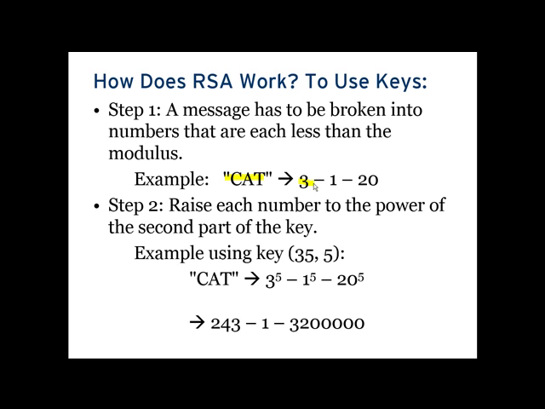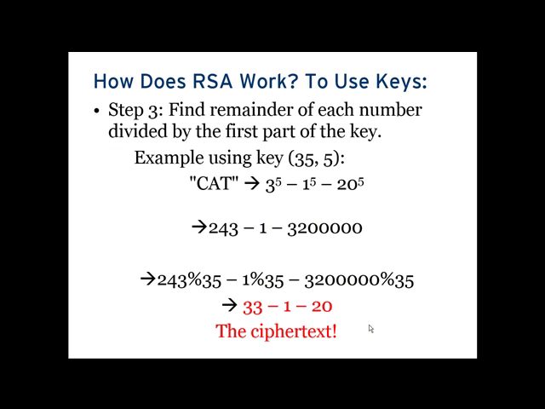The letter C is the third letter of the alphabet. A is the first letter of the alphabet, and T is the 20th letter of the alphabet. These dashes are not minus symbols; they're just dashes separating them. We're going to take each of those numbers and raise it to the power of the second part of our key, which is 5. So 3 to the 5th power gives us 243. 1 to the 5th power gives us 1. 20 to the 5th power gives us this huge number, 3,200,000. Remember, each of those three numbers is separate. Those dashes are dashes, not minus symbols.